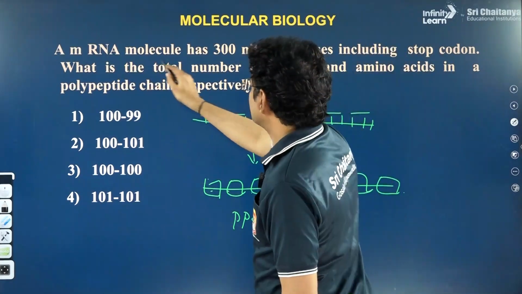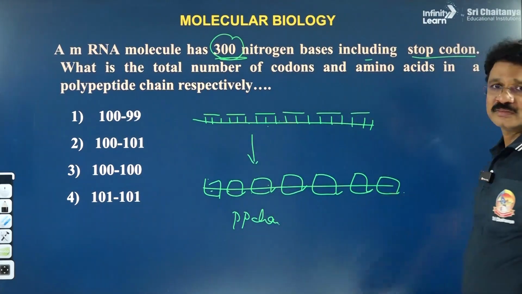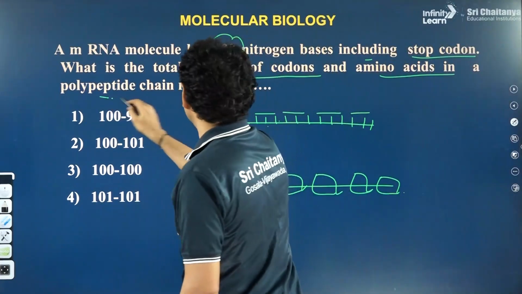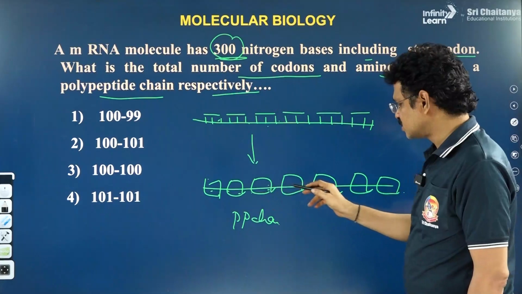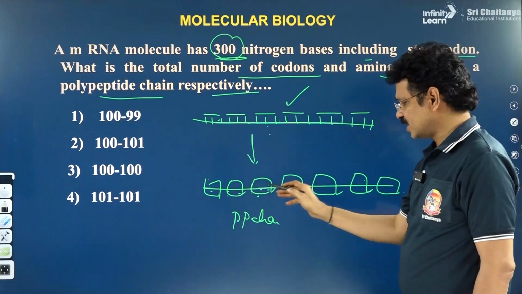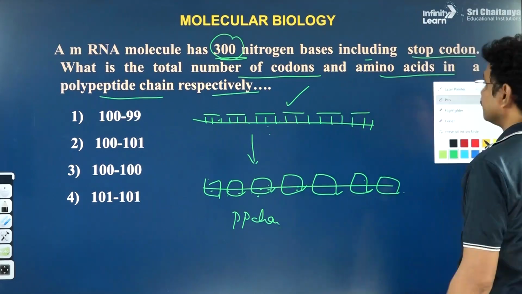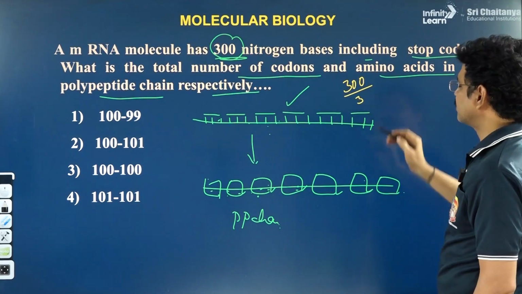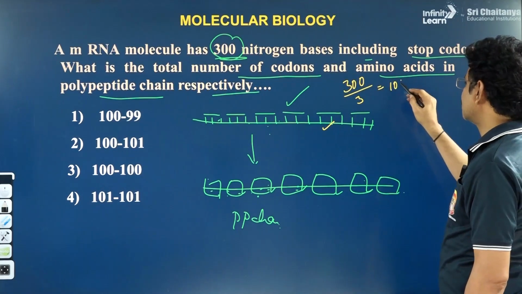Read the question once: an mRNA molecule has how many nitrogen bases or nucleotides? 300, including the stop codon. Then what is the total number of codons and amino acids in the polypeptide chain, respectively? The number of triplet codons on mRNA should equal the number of amino acids in a polypeptide chain, except one. Every 3 nitrogen bases equal 1 triplet codon. So the total number of codons in this mRNA is 100.